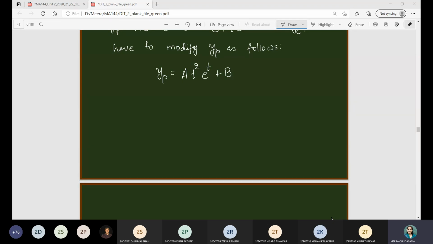Very good. और वेरिएशन ऑफ पैरामीटर वाले कहाँ तक पहुंचे? W क्या मिला? Minus e raised to 2t. Fine. W1?